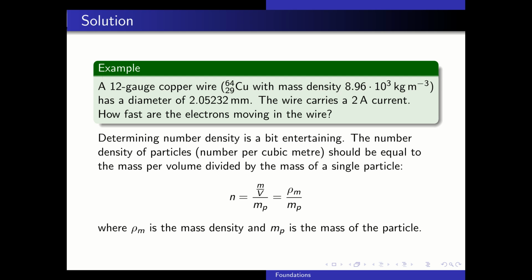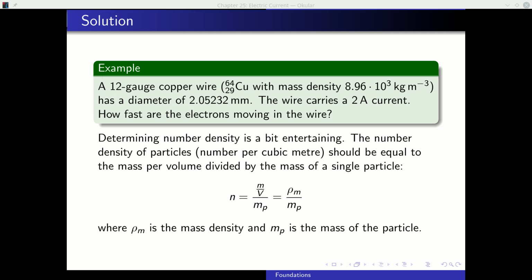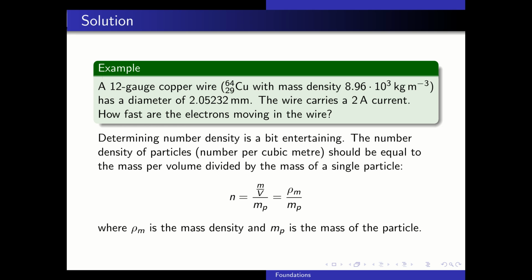Okay, this is kind of fun. So the number density of the particles, a number per cubic meter, should be equal to the total mass of copper per unit volume divided by the mass of a single copper atom, right? If you have a mass of copper in your hand, to find out how many atoms you're holding, you need to take that total mass and divide it by the mass of an individual copper atom.